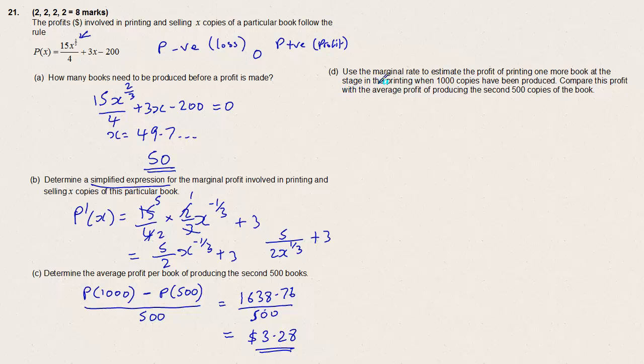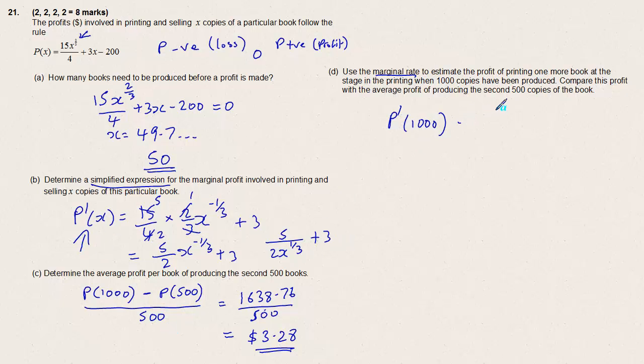We're now going to use the marginal rate to estimate the profit of printing one more book at the stage in the printing when 1000 copies have been produced. Compare this profit with the average profit of producing the second 500 copies of the book. So what we want is P dashed of 1000, the marginal rate. So that's this one here.